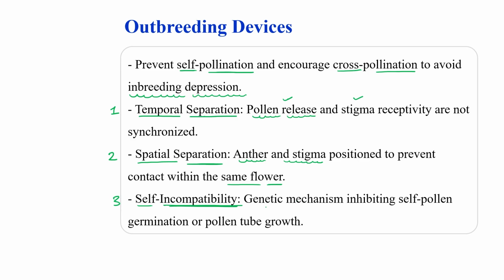Self-incompatibility is a genetic mechanism which inhibits self-pollen germination or pollen tube growth.